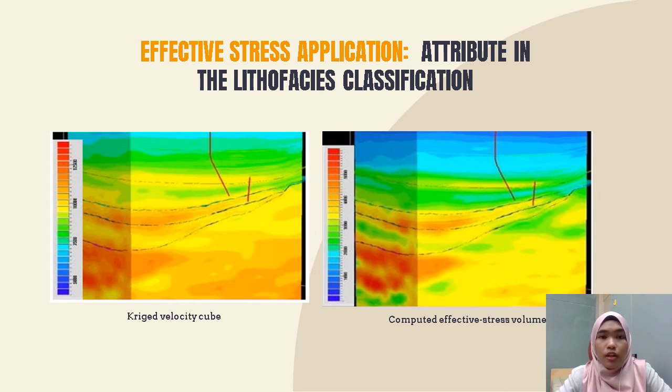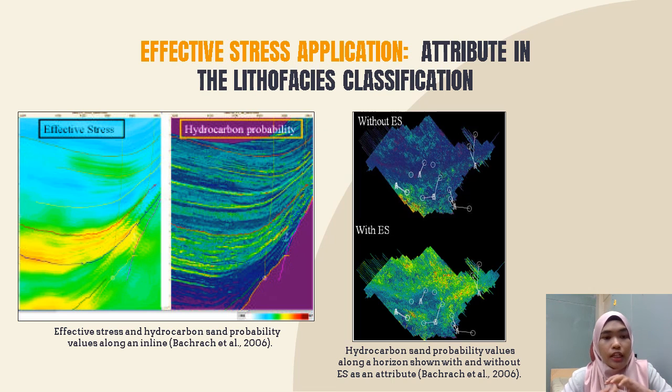For example of the effective stress applications as an attribute for the lithologies classifications, we can see the difference between the Green's velocity cube and also the complete effective stress volume. It is where the effective stress could delineate the hydrocarbon sand probability more precisely. It is where the effective stress provides higher quality predictions than those without effective stress.